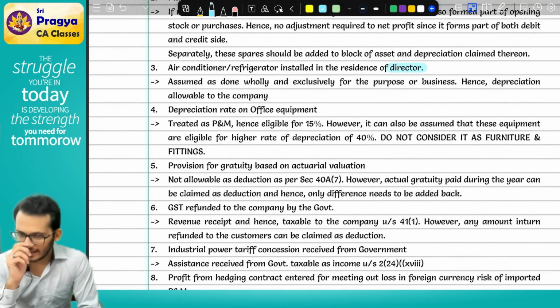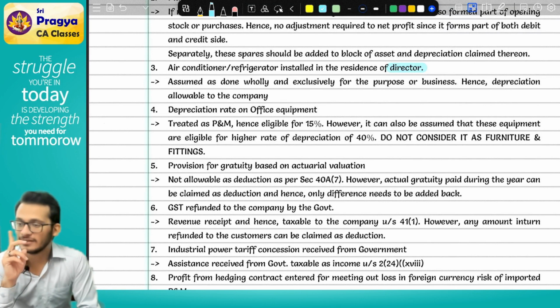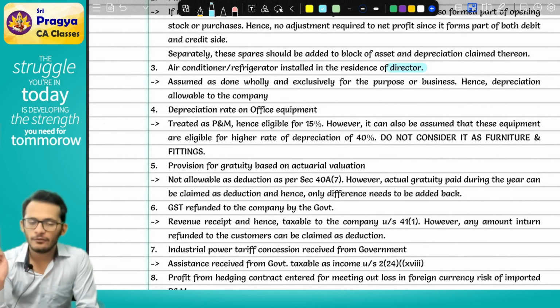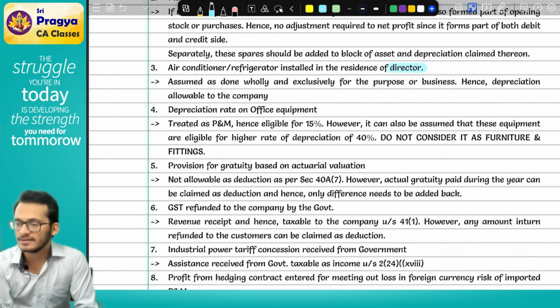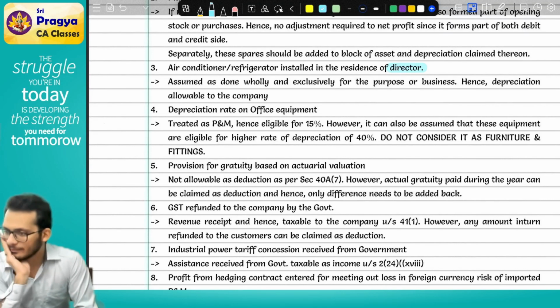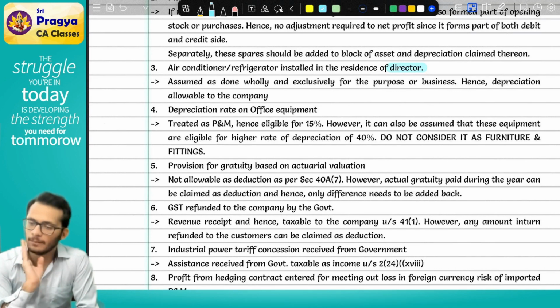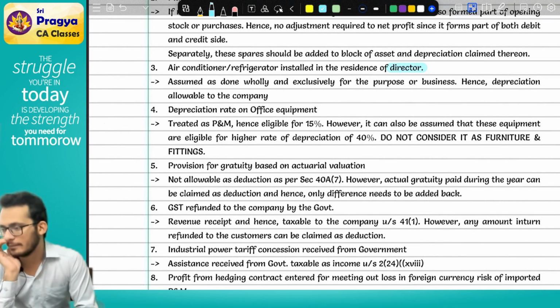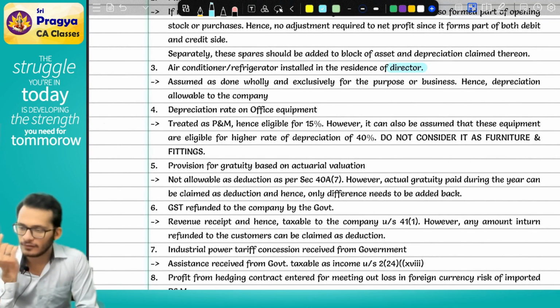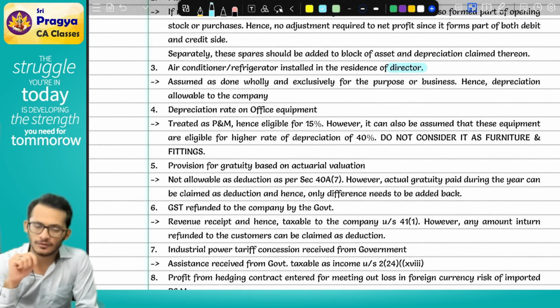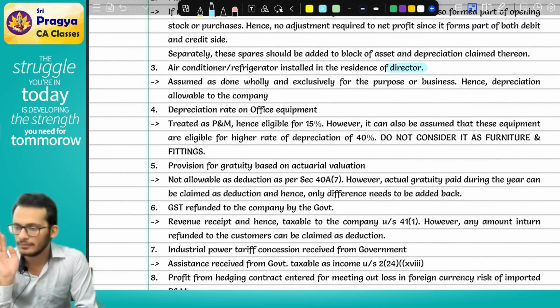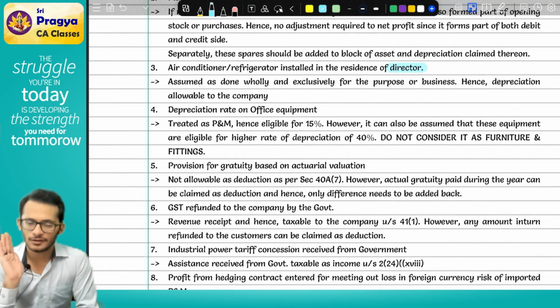So ICAI came and said whenever there is something called office equipment, take it as plant and machinery and charge 15%. If you feel you can also charge 40%, saying it is a computer or of temporary nature, but never charge furniture. You are free to assume 15, you are free to assume 40, but you are not free to assume 10. These are never there in the study material. I am giving it to you extra for you to answer your questions properly.